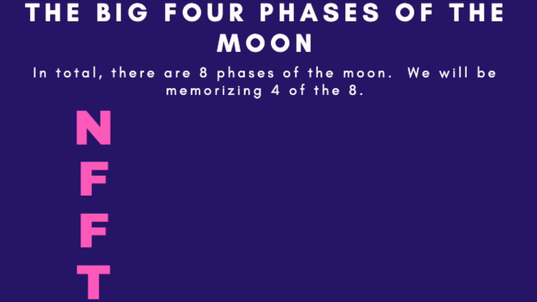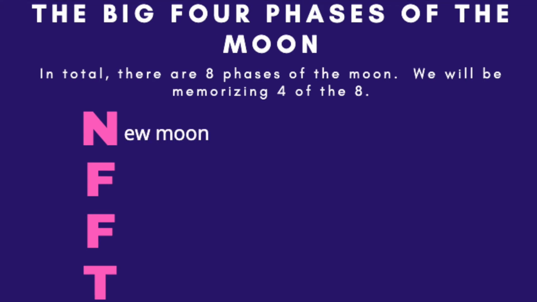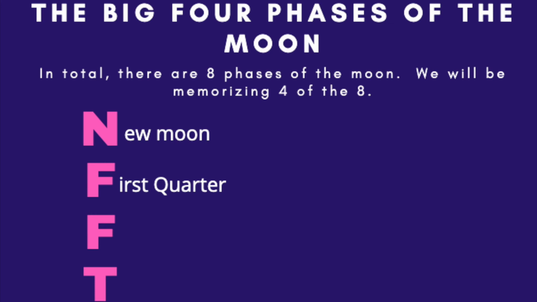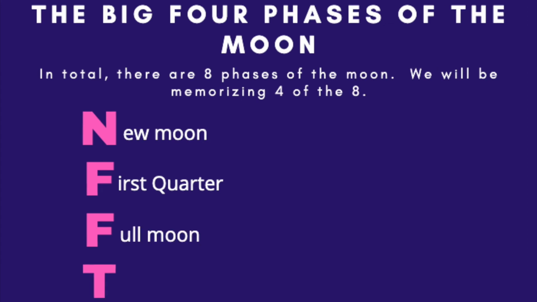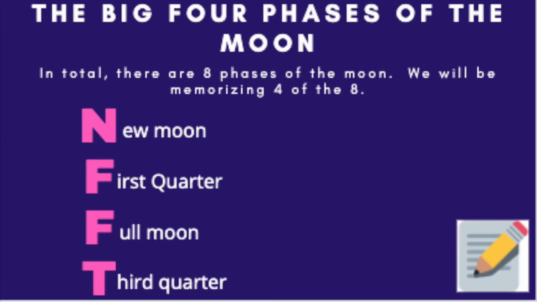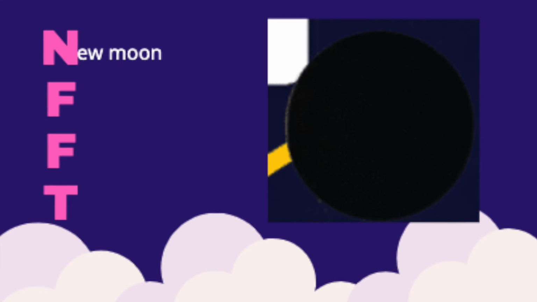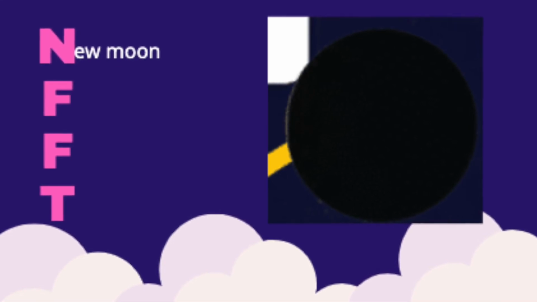You can use the acronym NFFT to remind you of the phases and the order they go in. The N stands for new moon, the first F stands for first quarter, the second F stands for full moon, and the T stands for third quarter. Let's look into each phase in NFFT.